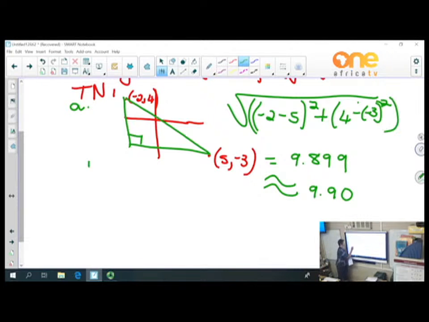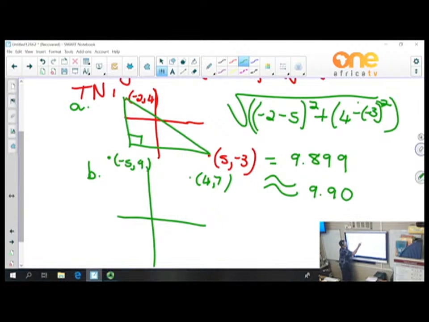Okay, right, now the next one is number B. This time, draw the picture. It's 4, 7. And the second one is negative 5, 9. So there you are, negative 5, 9. And this is the line that we are calculating. There's Pythagoras. So the purpose is that you can see it. So use your formula. The only way to learn it is to use that formula every time.